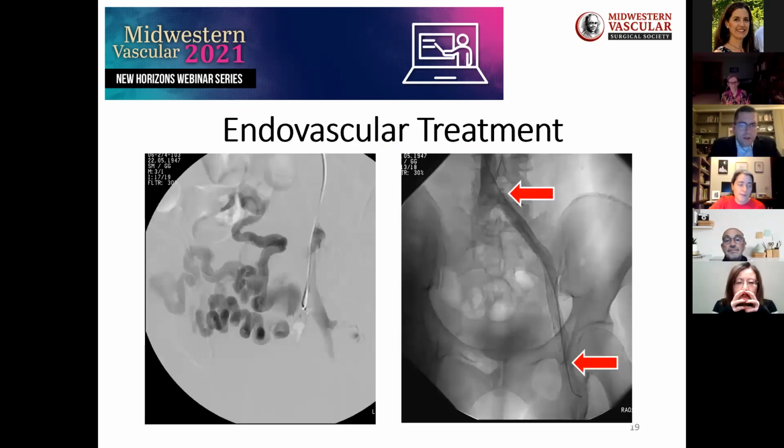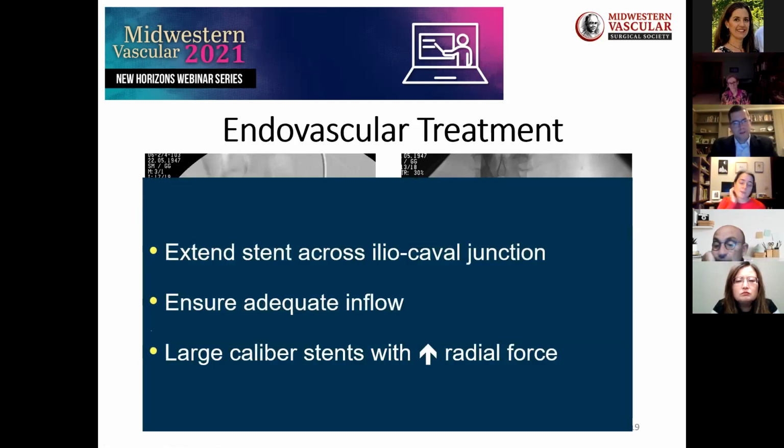and we'll go over what those stents are and what's being used nowadays. This is a nice example of the amount of cross-pelvic collaterals in place secondary to an occluded iliac vein, and then how those pelvic collaterals disappear once that vein is recanalized. This also demonstrates extending the stent across the iliocable junction, and this is really important in wall stents as the ends of the wall stent are not as strong as the middle section of it. Ensuring adequate inflow to maintain patency of the stent, and large caliber stents with increased radial force is really what's looked at for use in the venous system.